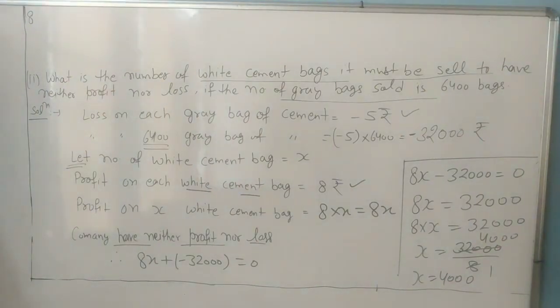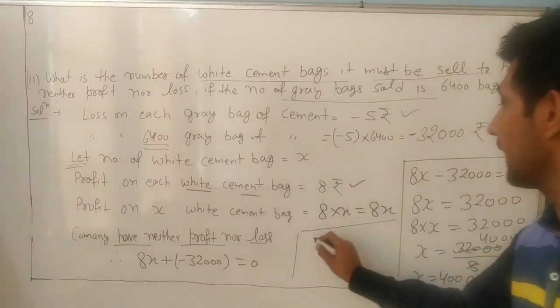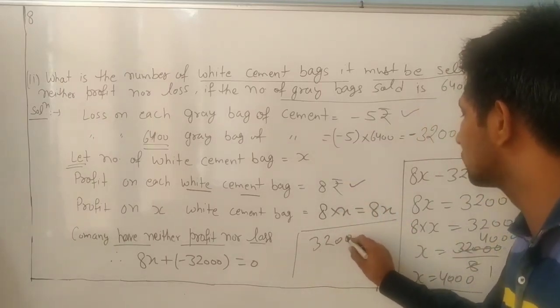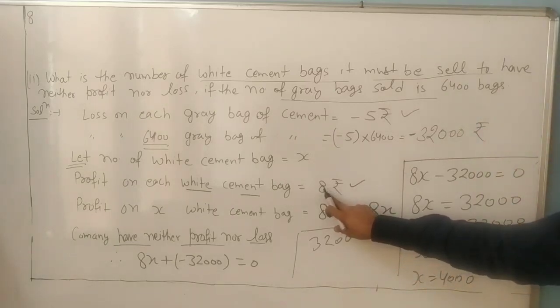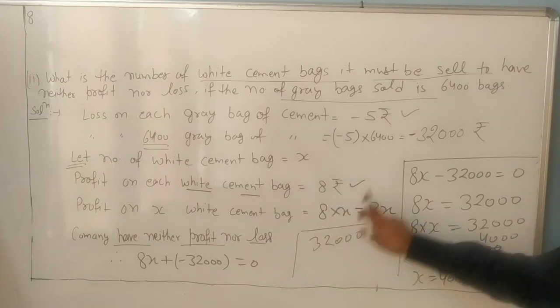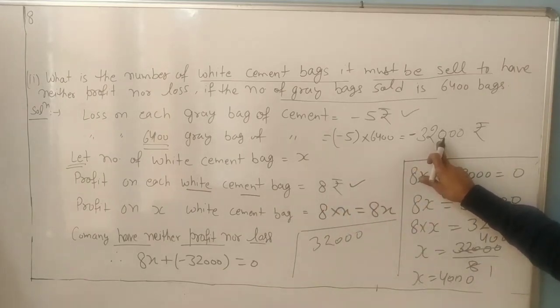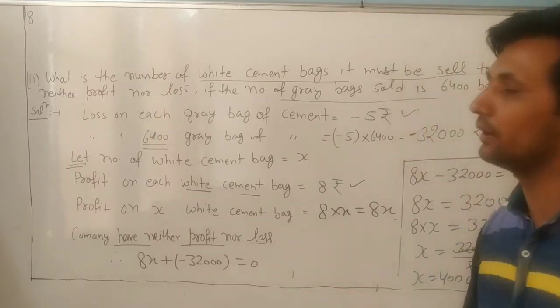You can also verify your answer. 4,000 into 8 is 32,000, because it is 4,000 into 8 rupees on each. So 4,000 into 8 is 32, and the loss is also minus 32. Then it is no profit, no loss. Okay dear? So please note it down.